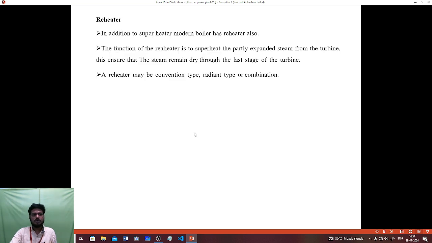Now we are going to see about the reheater in a thermal power plant. In addition to the superheater, a modern boiler has a reheater also. The function of the reheater is to superheat the partially expanded steam from the turbine. This ensures that the steam remains dry through the last stage of the turbine. A reheater may be convection type or radiant type, or a combination of both convection and radiation type.